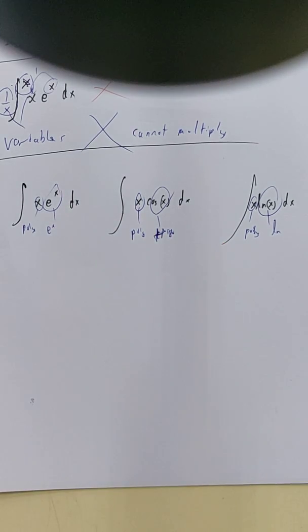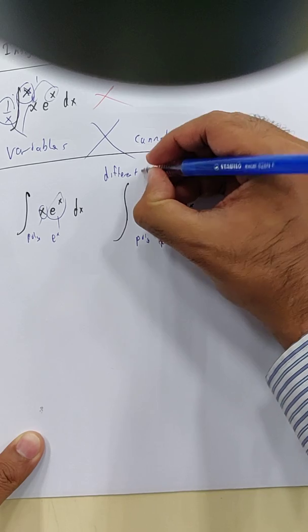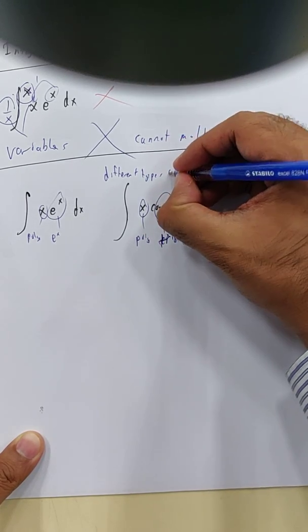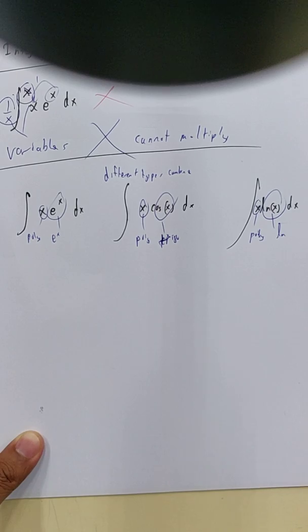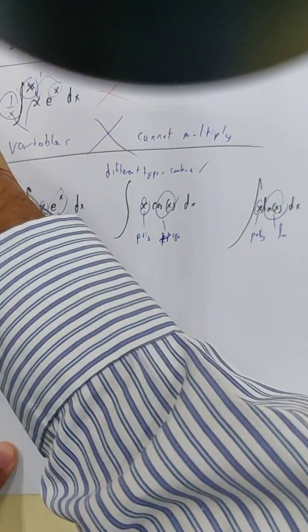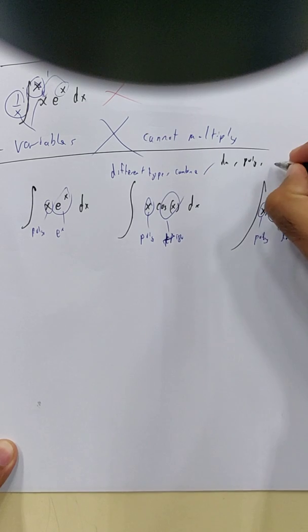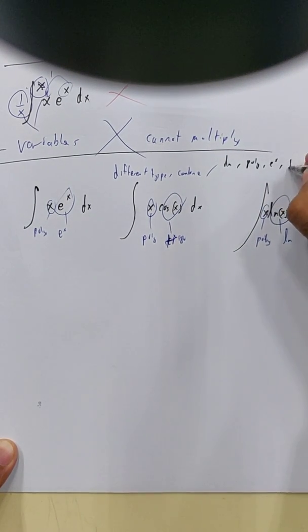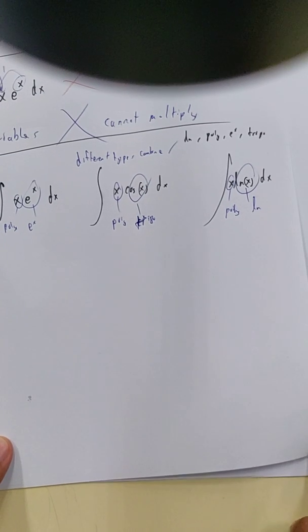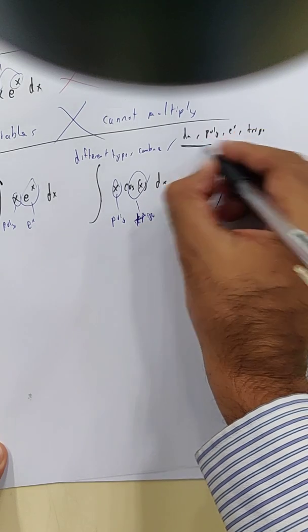these different types of functions over there. Okay? We can call them ln, poly, exponent, and trigo. These are the 4 types that you will learn. And the priority takes in this direction.